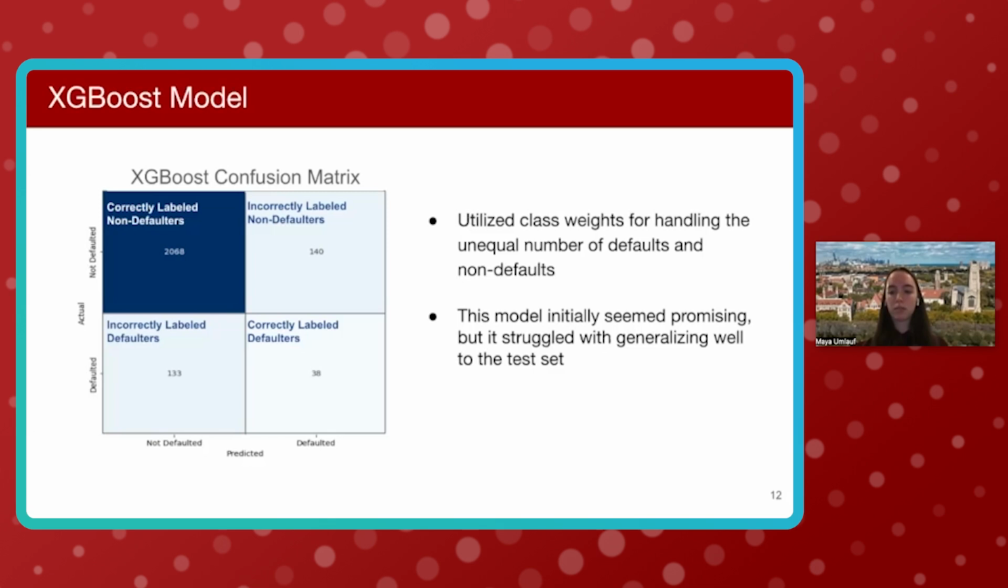Due to the relatively small number of predictors, the large class imbalance between defaulters and non-defaulters, and a relatively small training set, our XGBoost models could not generalize well to unseen data despite efforts to mitigate this issue through hyperparameter tuning.